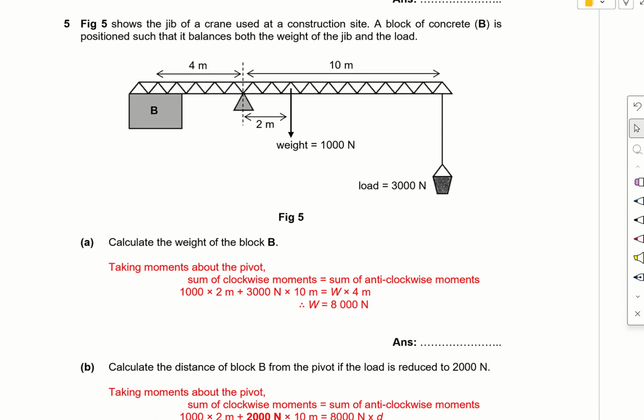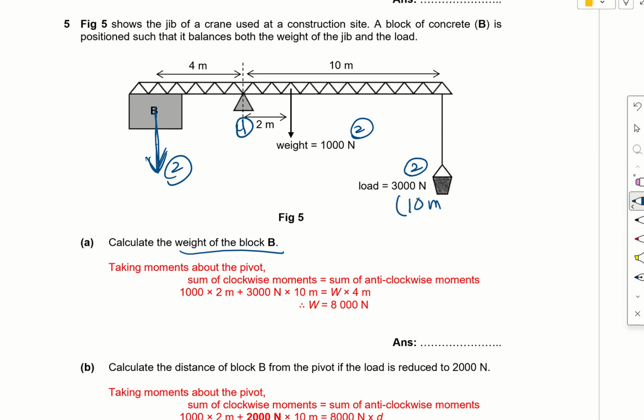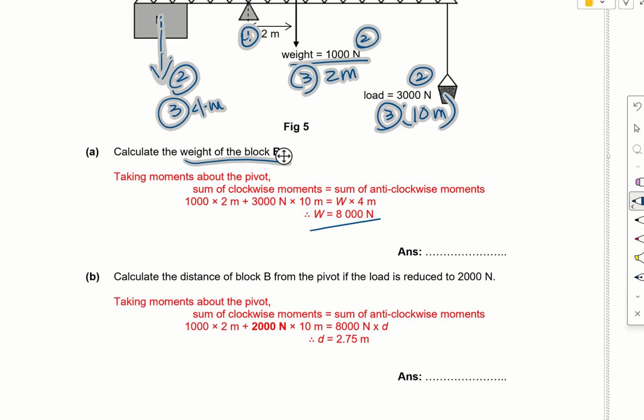Okay, calculate the weight of block B. So now there are actually a few forces, more than two. So far we have been doing two forces, but now we have three forces. So step 1, pivot over here, then we have one more force here. Step 2, the perpendicular distance for the 3000 will actually be 10 meters. For the weight, step 3, 2 meters. For the weight of B, it is actually 4 meters. Then we calculate the moment and assign the direction. You should be getting 8,000 Newton.